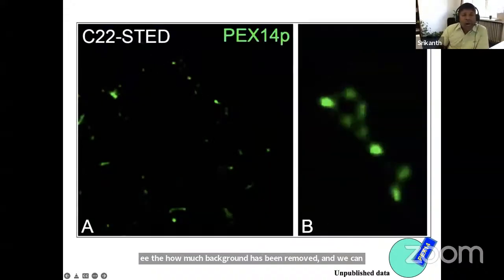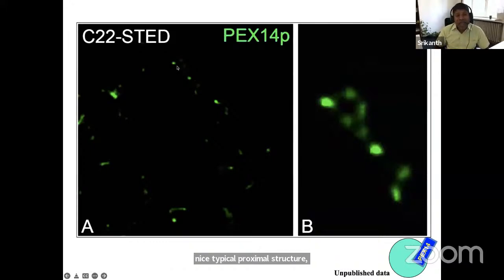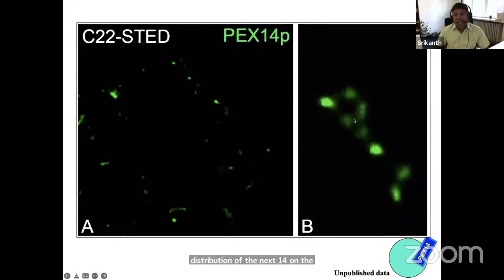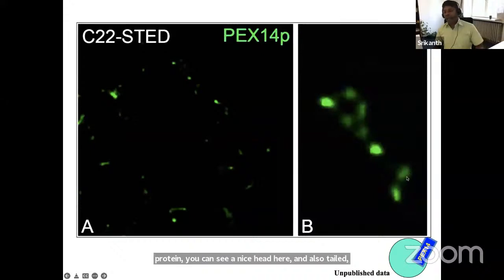Going through all those tons of data, you can see a nice typical peroxisome structure, what you have seen in the electron microscope, with a head and a long tail, which can also be very clearly seen here. See the distribution of PEX-14 on the membrane. You can see a nice head here and also a tail, and the distribution of proteins on the membrane. This was actually my aim.